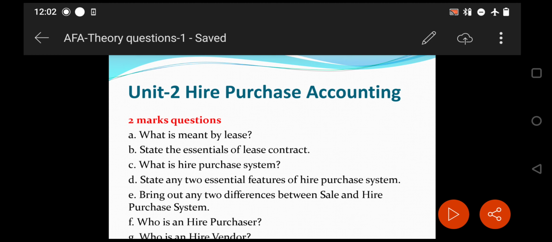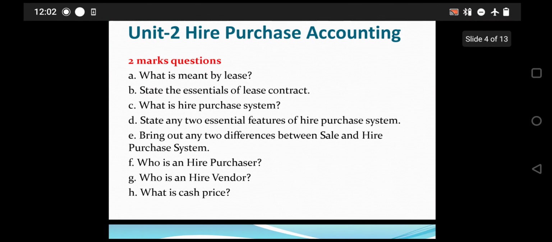So the second chapter is all about hire purchase accounting. In hire purchase accounting, again you will have questions like 2 marks questions and again 5 marks questions, and there will be a few questions which you may expect for section C.